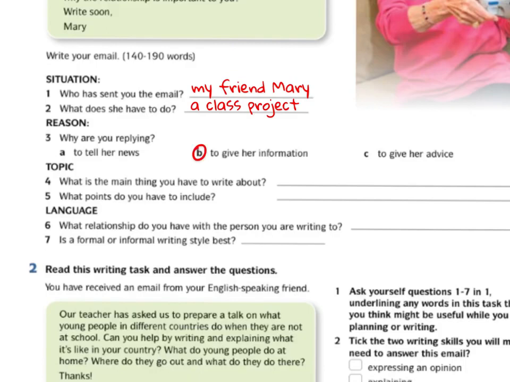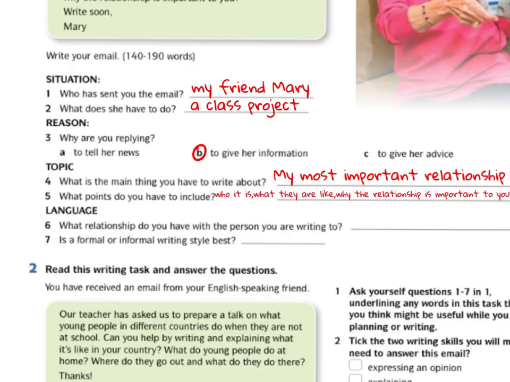Now, let's look at the topic. What is the main thing you have to write about? What did she ask about in the letter? My most important relationship. And what points do you have to include? So you have to include who it is, what are they like, why the relationship is important to you.